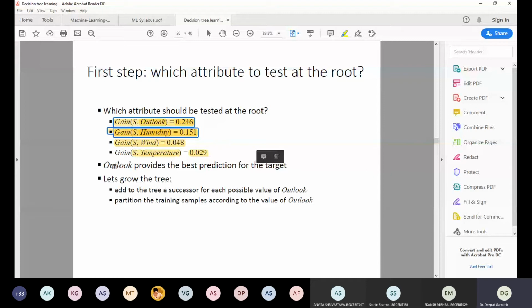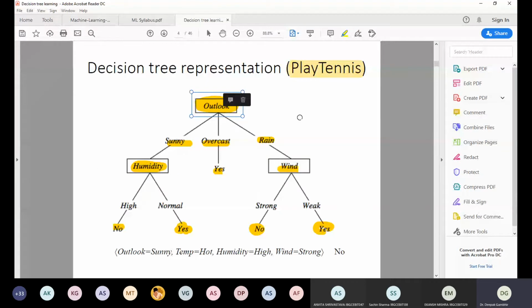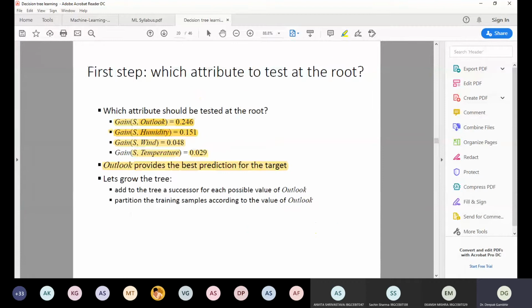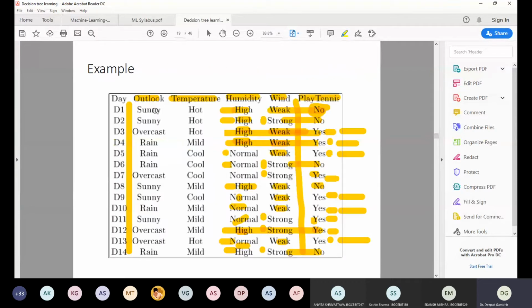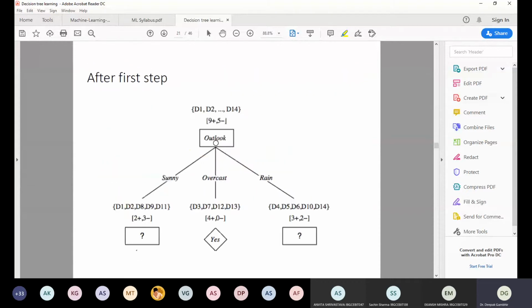So outlook provides the best prediction for the target. So it means the root node is outlook. That is why we have chosen the root node as outlook. Outlook has 3 parameters: sunny, overcast and rainy, isn't it? So when we design our tree, we will choose the root node as outlook. There are 3 parameters: sunny, overcast and rainy.